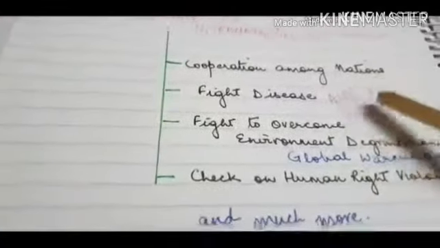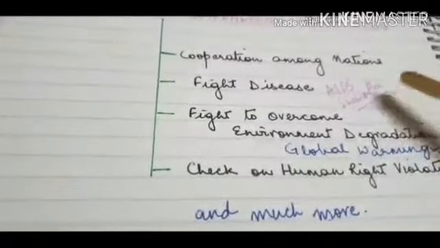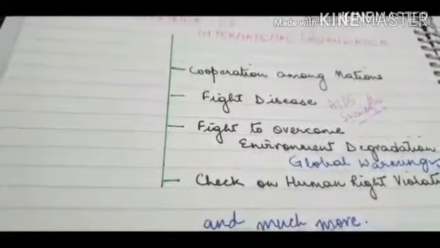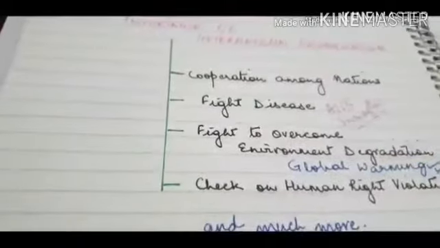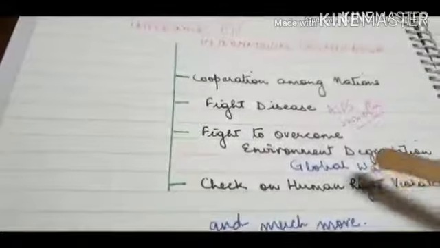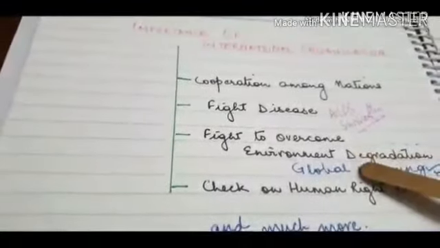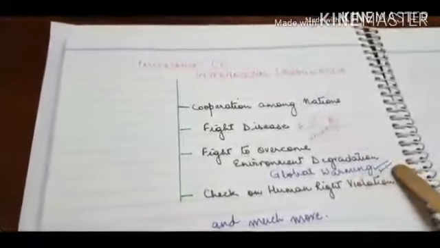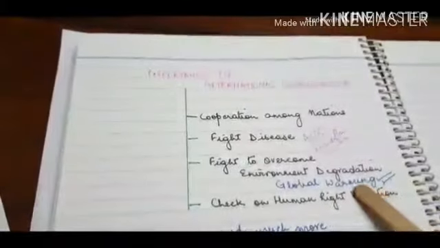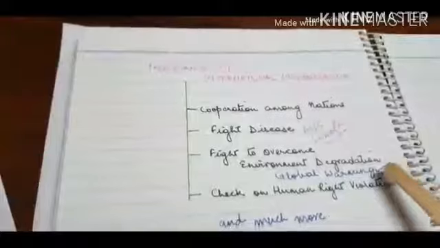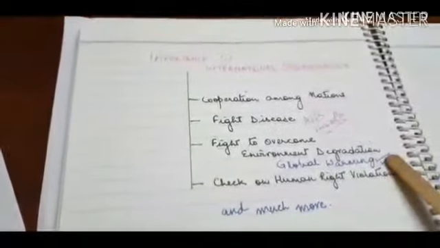Diseases like AIDS, swine flu, Ebola virus, which travel from one part of the world to another, sickening everybody. Another important thing that it needs to do is to overcome environment degradation, so that the world can overpower global warming and become a better place to live. Global warming is not something which only a nation can overcome. Every nation has to work on it together.